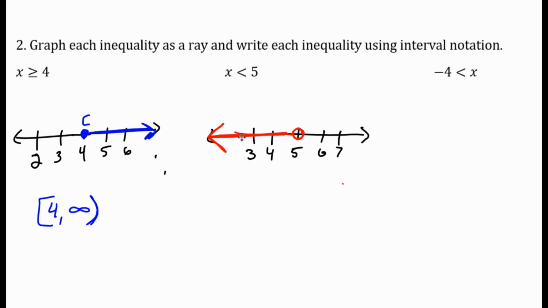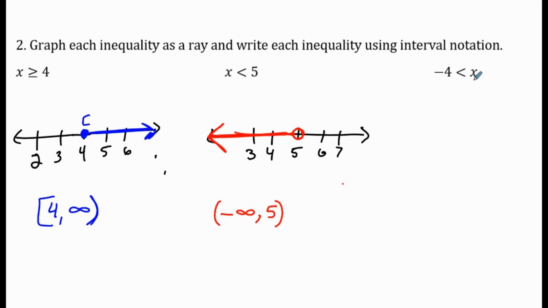And I'm less than it, so I'm going to shade to the left. So how low, remember, interval notation goes low to high. How low can I go here? Well, it goes on forever to negative infinity. How high do I go? 5. 5 gets a parenthesis because it's open. Infinities always get parentheses because they're not really numbers. It's an idea that I can get really, really, really negative, or I can get really, really, really positive.